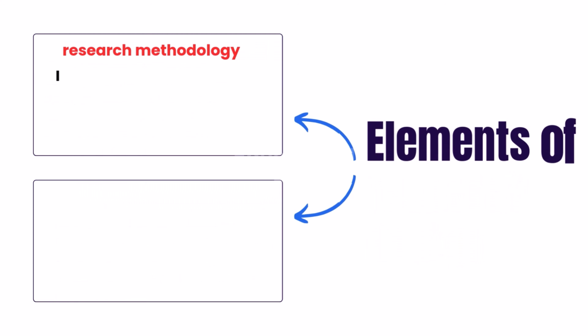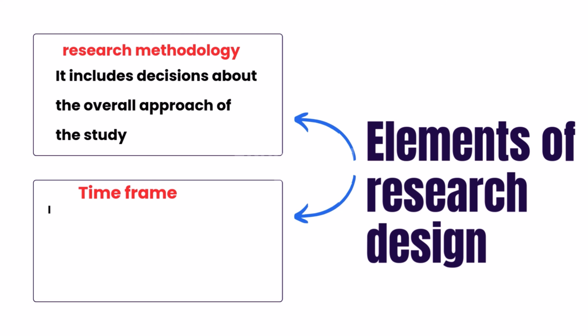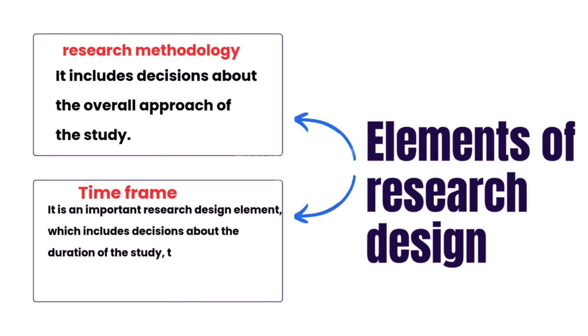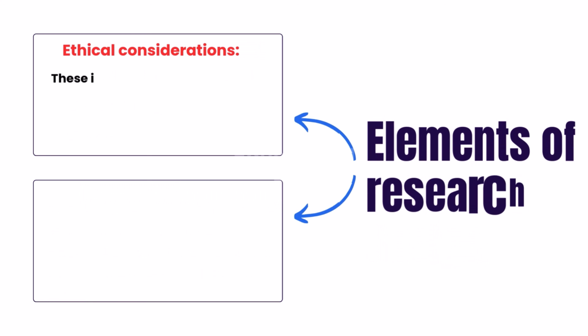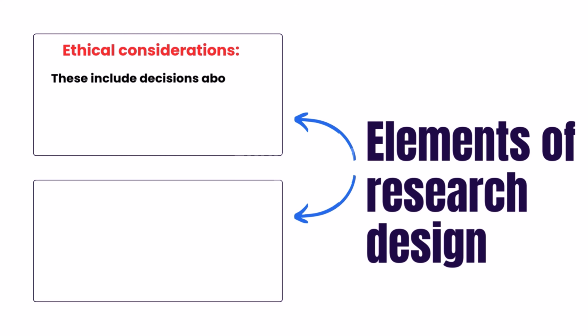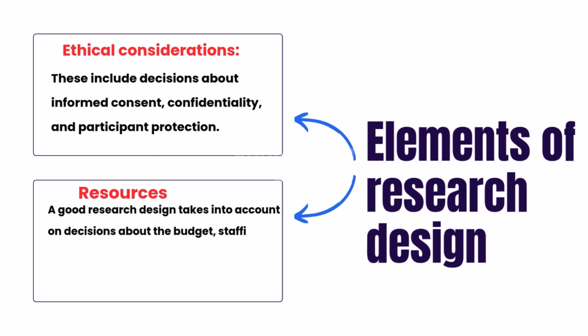5. Research methodology. It includes decisions about the overall approach of the study. 6. Time frame. It is an important research design element, which includes decisions about the duration of the study, the timeline for data collection and analysis, and follow-up periods. 7. Ethical considerations. These include decisions about informed consent, confidentiality, and participant protection. 8. Resources. A good research design takes into account decisions about the budget, staffing, and other resources needed to carry out the research.